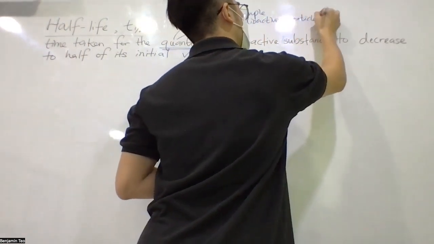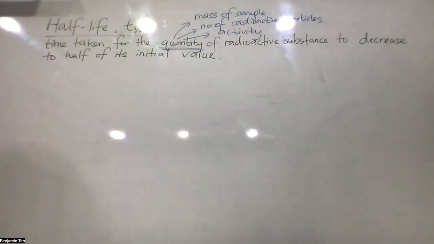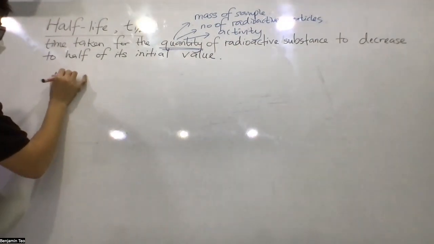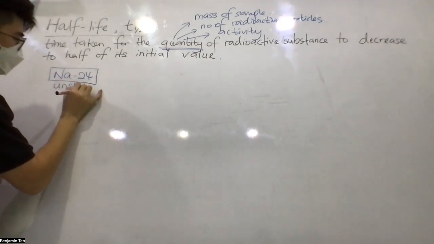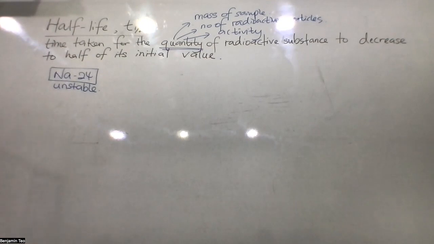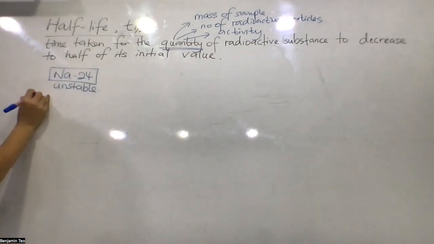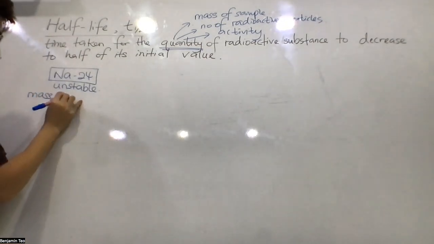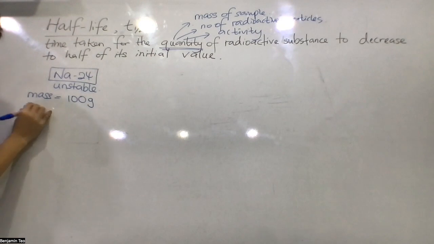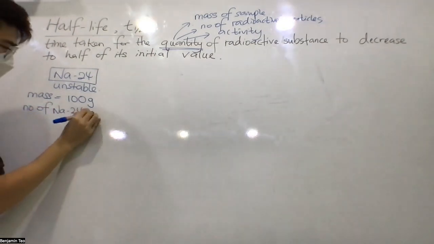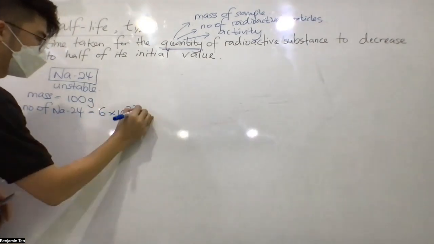particles, it can also be activity. Okay, what does that mean? Let's say I take an example, sodium 24, which is unstable. Let's say it has not started to decay, and I go and measure its quantity, its mass. And then I got the mass to be 100 grams. And then I go and measure the number of sodium 24 particles. Then I found, okay, 6 times 10 to the power of 23 particles.